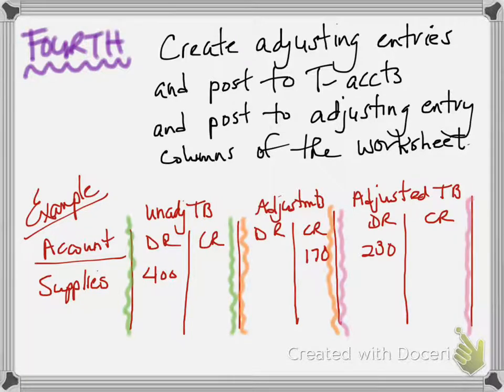Now I've put these little columns by color to show that there's a debit and a credit that go together for the unadjusted trial balance.